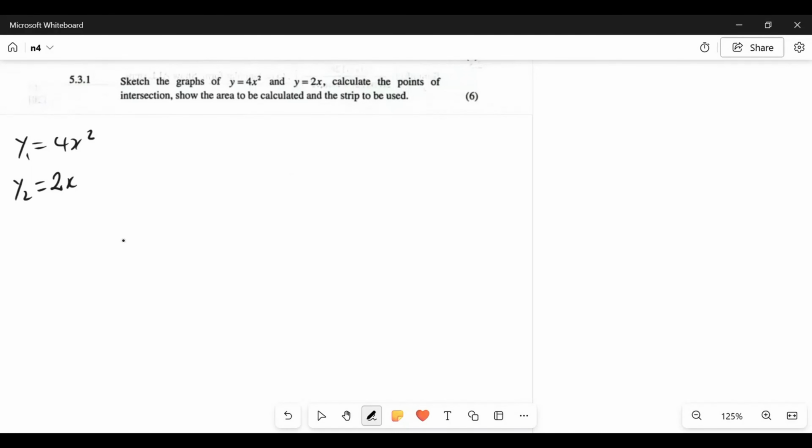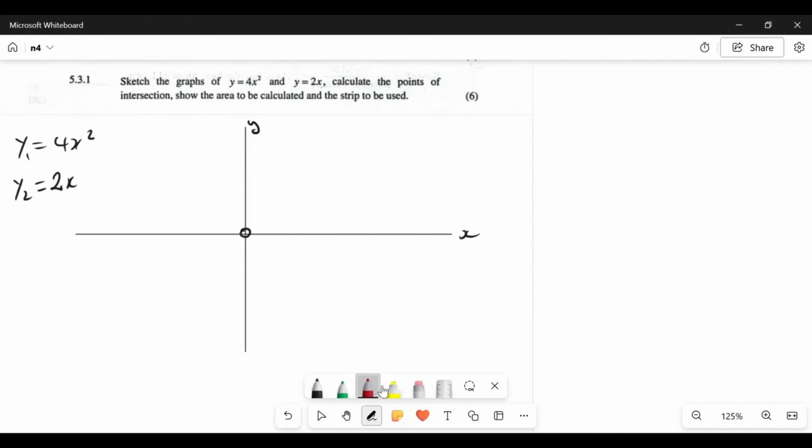Right, so let me draw the Cartesian plane and let's draw this graph. So this is all we need for these two graphs. Let's start with graph 1. I'm going to draw it using a red color. Like I said, graph 1, or y1, is actually a parabola.